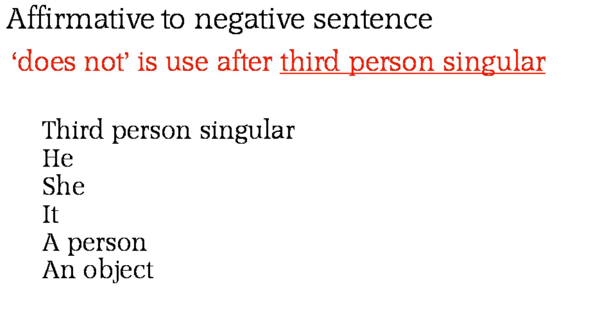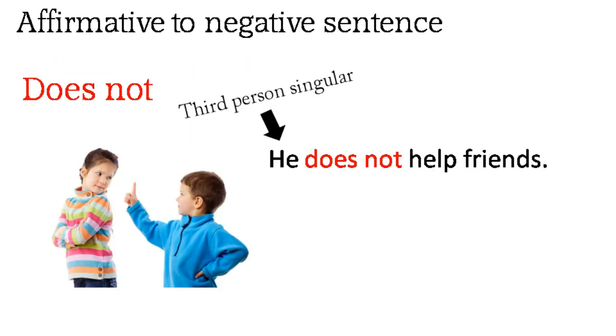In present tense, we would put doesn't after a third person singular pronoun or any noun. It means we would put does not after he, she, it, any person's or object's name. For example, he helps his friends. He does not help his friends.